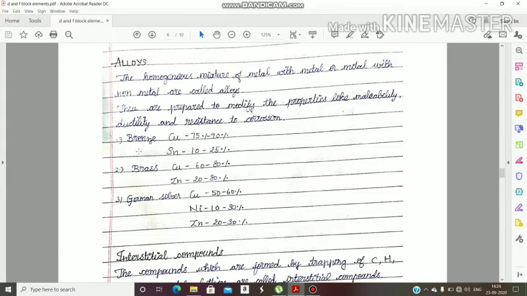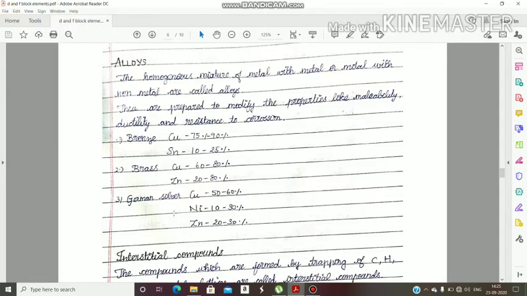Some alloys are given: bronze, brass, German silver. In bronze, 2 metals are present: copper and tin. Copper percentage is 75 to 90 and tin percentage is 10 to 25%. In case of brass, copper percentage is 60 to 80 and zinc percentage is 20 to 40. In case of German silver, copper percentage is 50 to 60, nickel percentage is 10 to 30 and zinc percentage is 20 to 30. That means here 3 metals are present. So alloys are nothing but mixed metals.